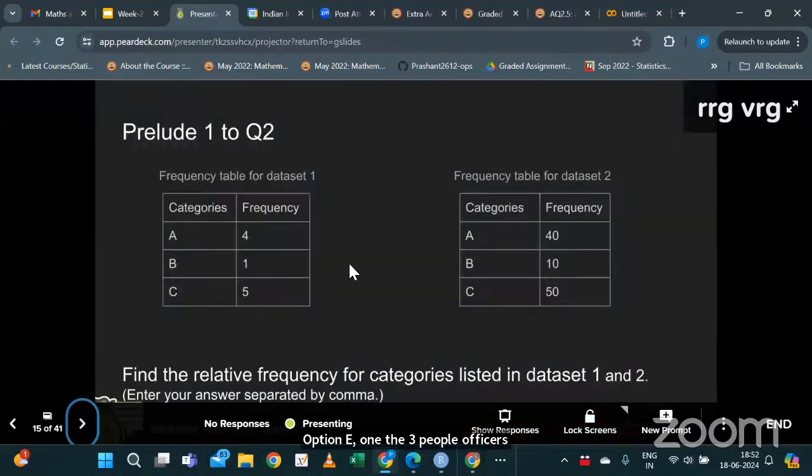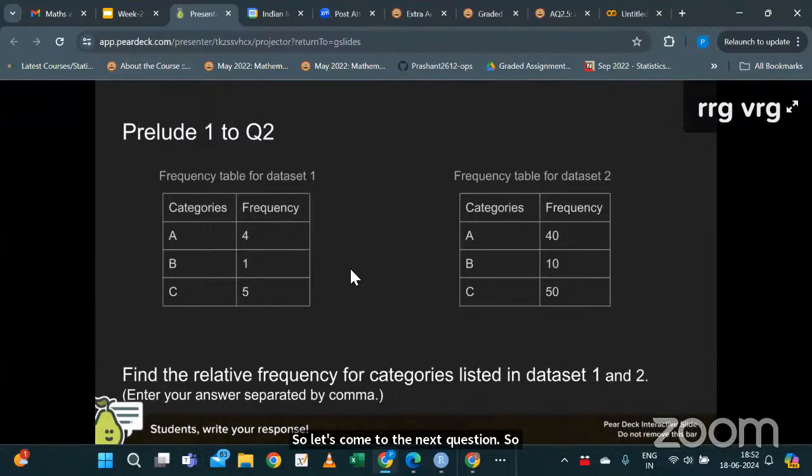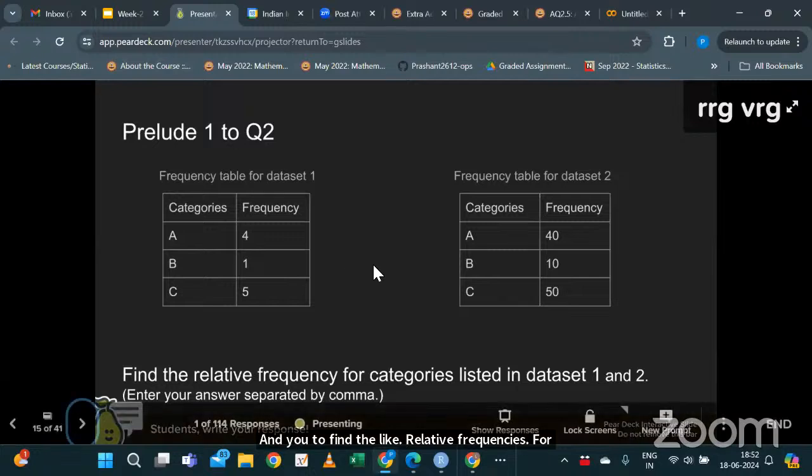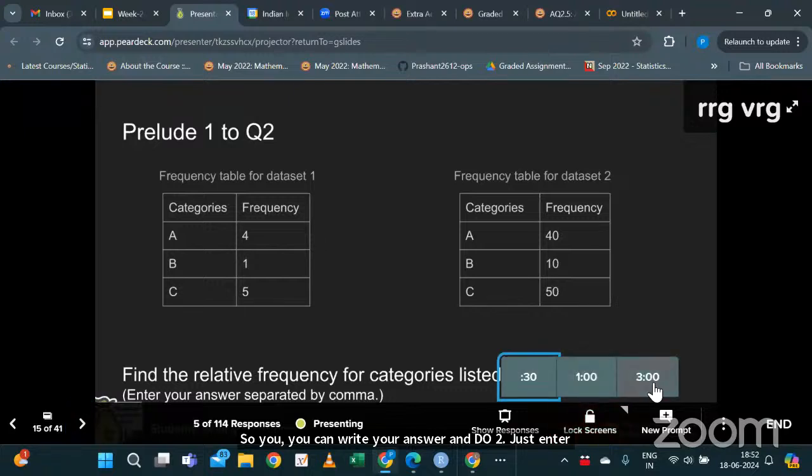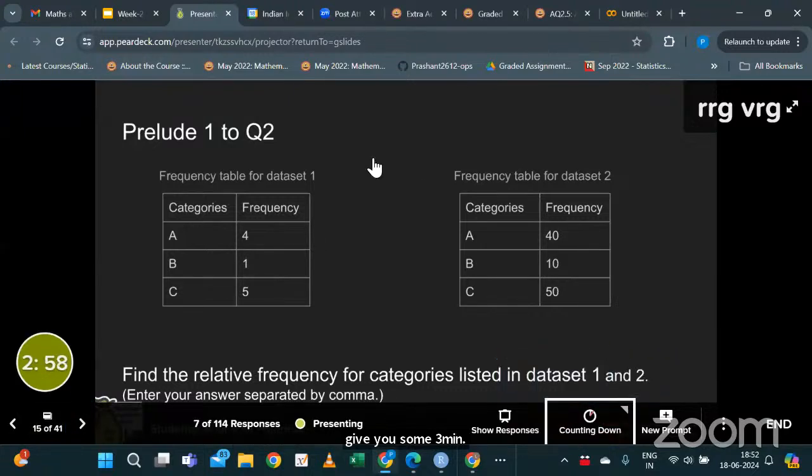So let's come to the next question. So here you have two data sets, and you have to find the relative frequencies for the categories listed in data set 1 and 2. You can write your answer and enter it separated by commas. Okay. I'm going to give you 3 minutes, and if you need more time, you can have that.